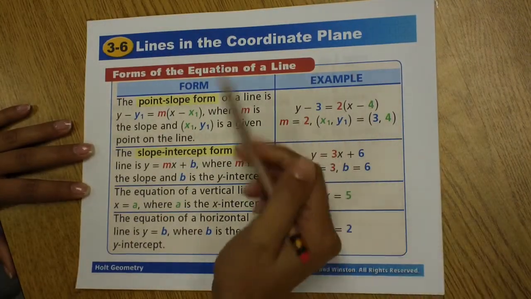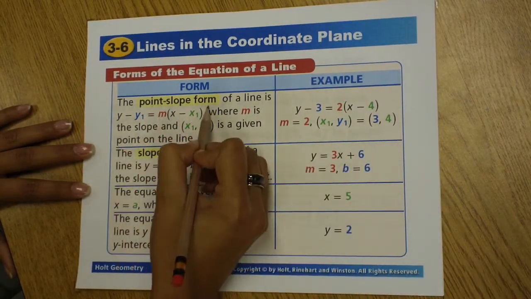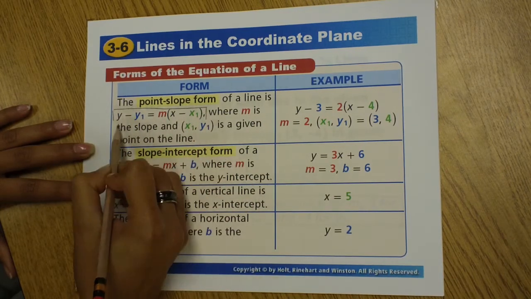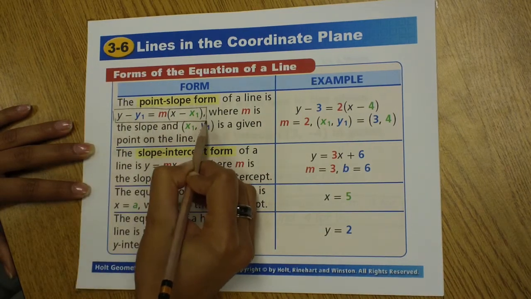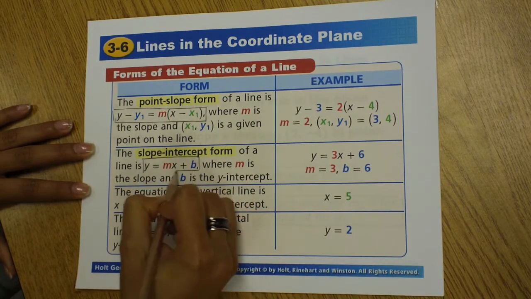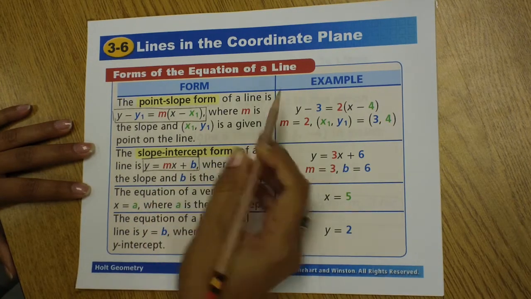Alright, so here are your two major vocab words for this section. Point-slope form and slope-intercept form. This is your point-slope form. This is what you have to have memorized. And then slope-intercept form, I think everyone knows, but in case you don't, make sure you memorize that as well.